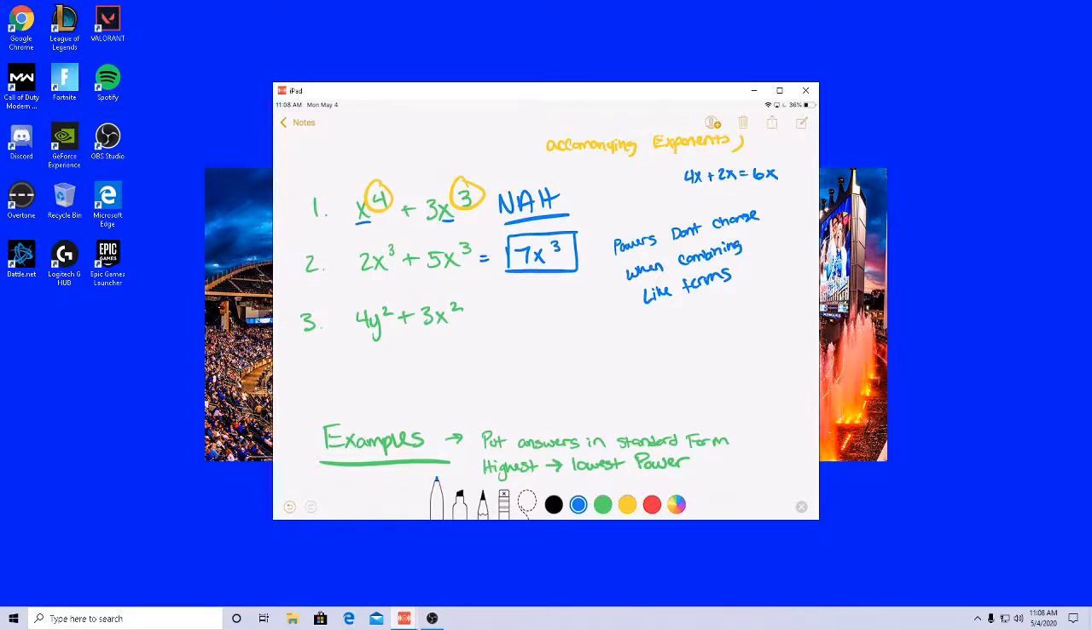Okay, the only thing that changes is the number in front, the leading coefficient. So the next one, can I add these two things together? No, I cannot. Why not? Well, they're both squared, but one of them is a y, one of them is an x. You can't add x's and y's, right? You can't add apples and oranges. So there's nothing I can do with that problem. It's as simple as it can get.